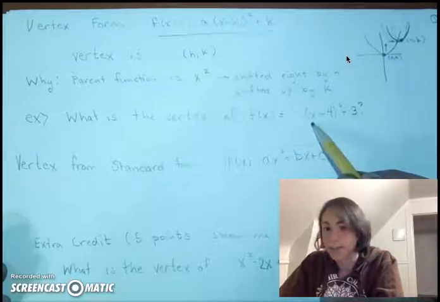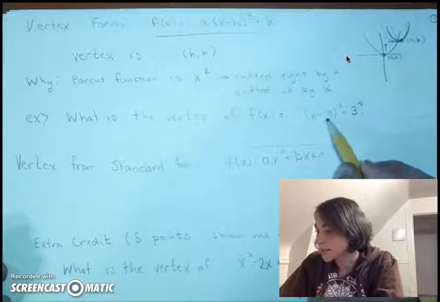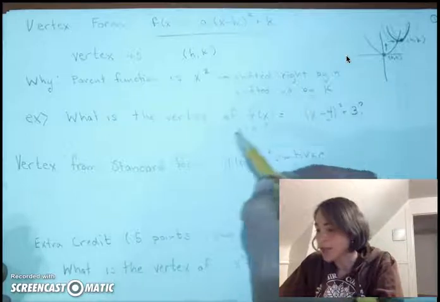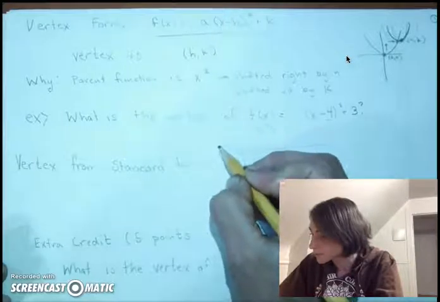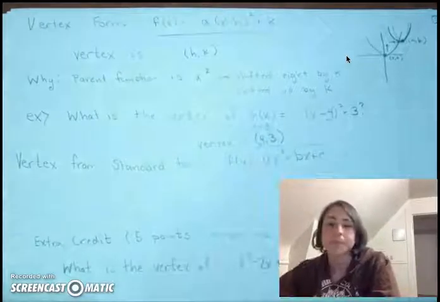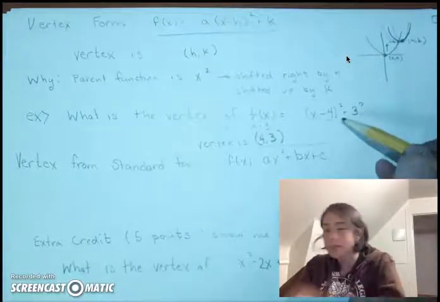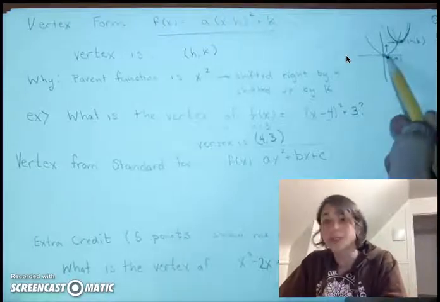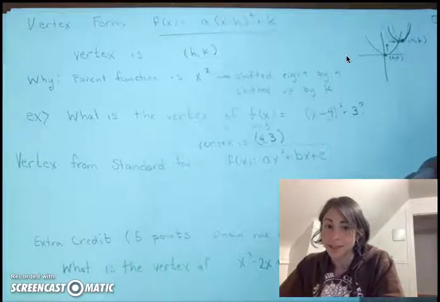What's the vertex of f of x equals x minus 4 quantity squared plus 3? So in this case, h is 4 and k is 3. So the vertex is 4 comma 3. So that's easy, right? And you could think about it again. The parent function is x squared. I did a shift to the right by 4 and a shift up by 3, so I moved the vertex from 0, 0 to 4, 3. Vertex form's really easy to understand.